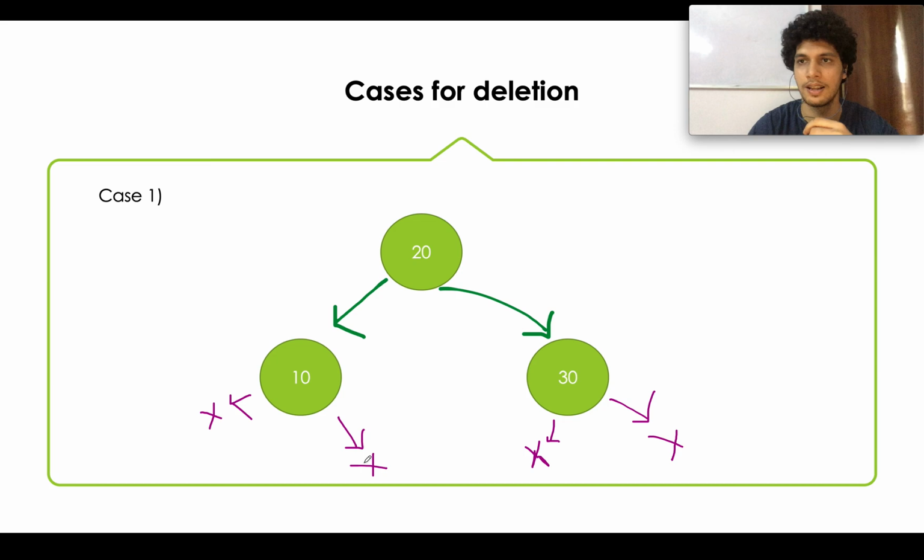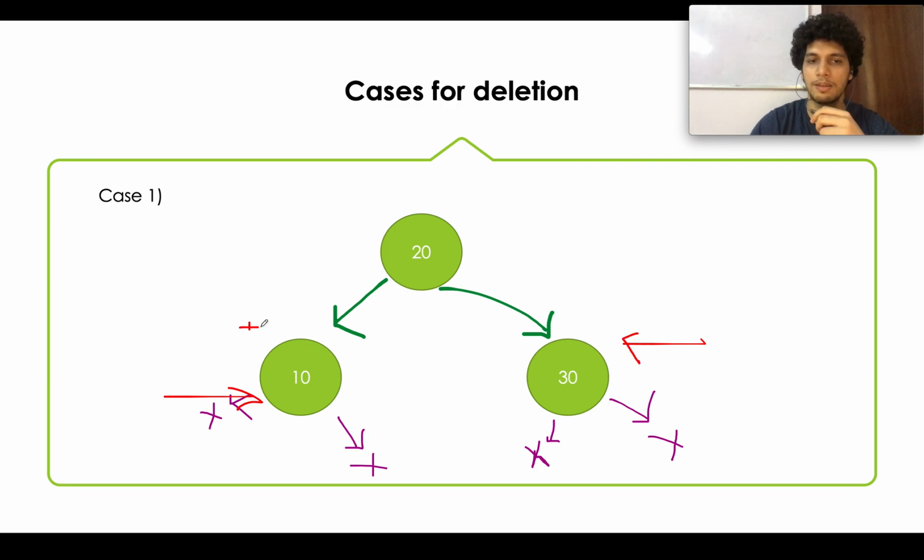So if in the question you are asked to delete 10, then any node whose left child and right child are null, that means it's a leaf node, like in this case, this or this. And if the key passed in this question is 10 or 30, you'll simply return back null from this place. So you'll return null. If you have hit a leaf node and you want to delete it, just simply return back null from it. Similarly is the case with 30.